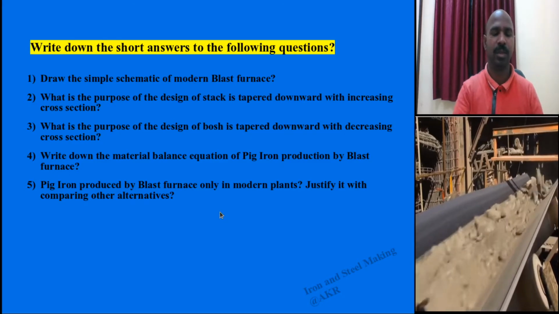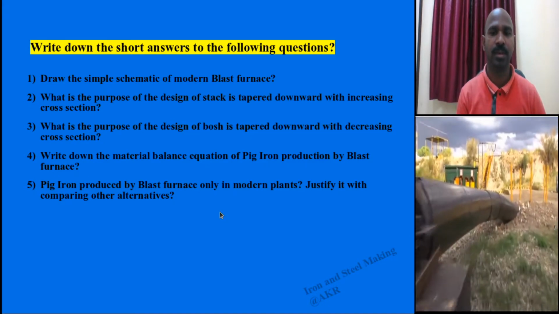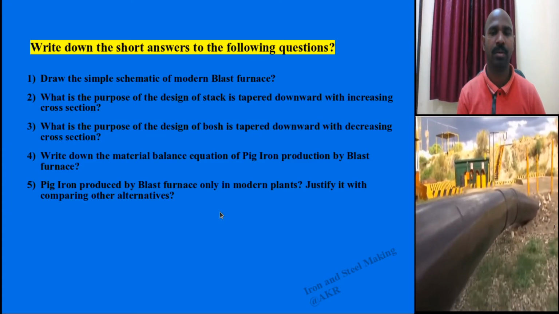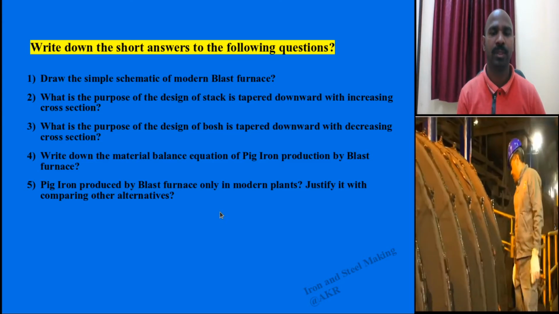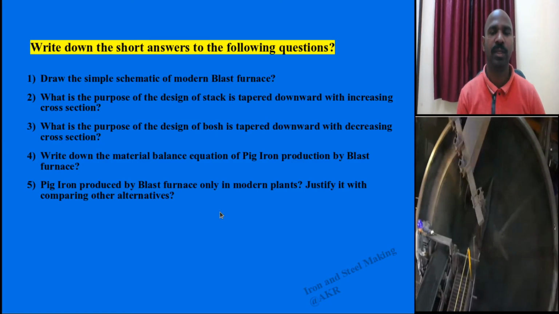Pig iron is produced by the blast furnace only in modern steel plants. Justify it by comparing other alternatives. Why is it produced in the blast furnace?